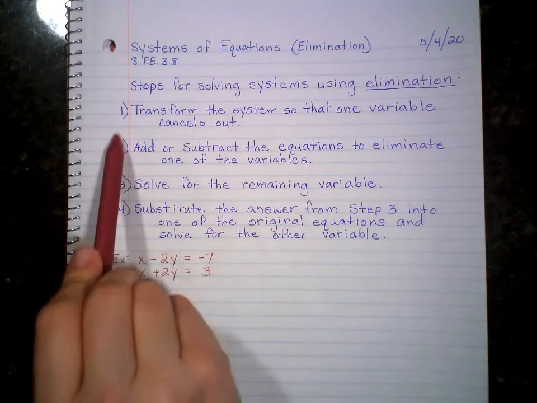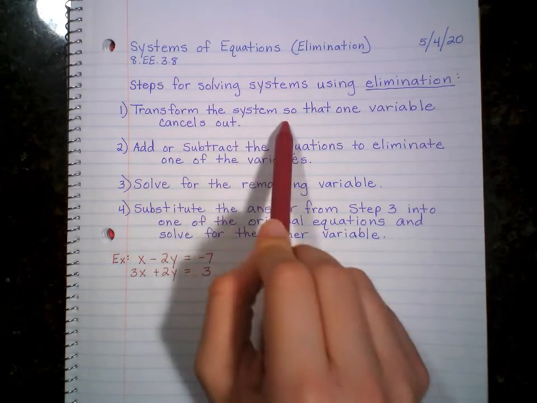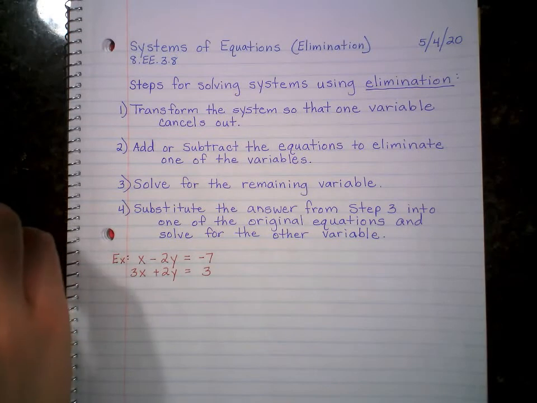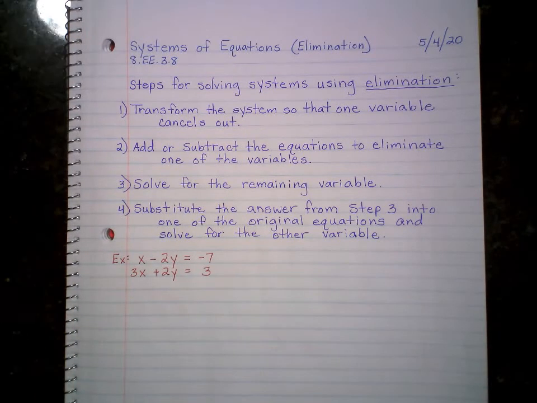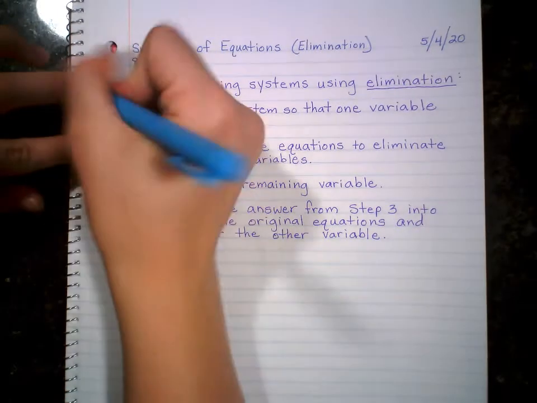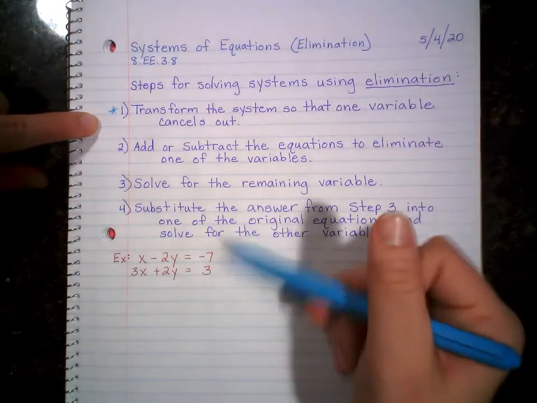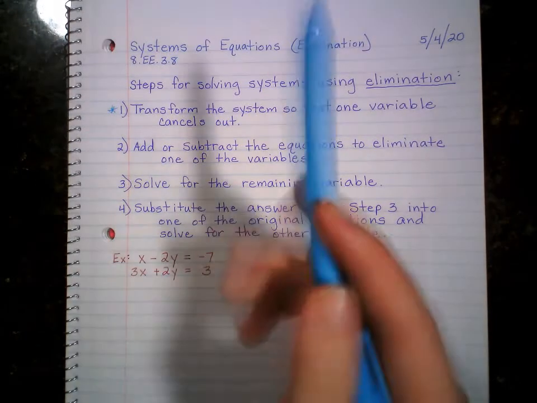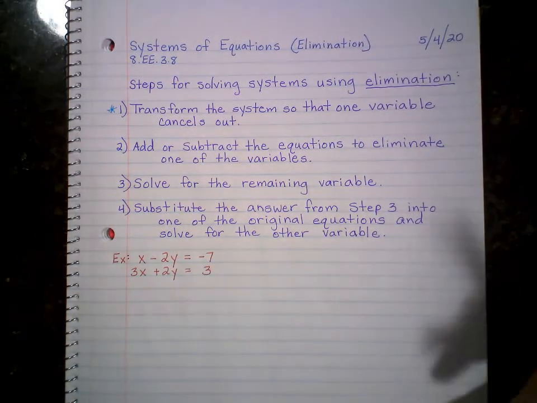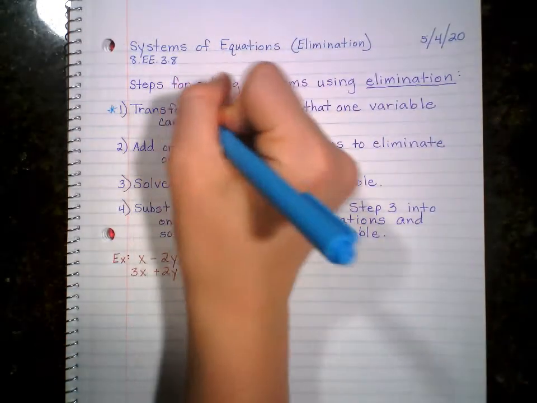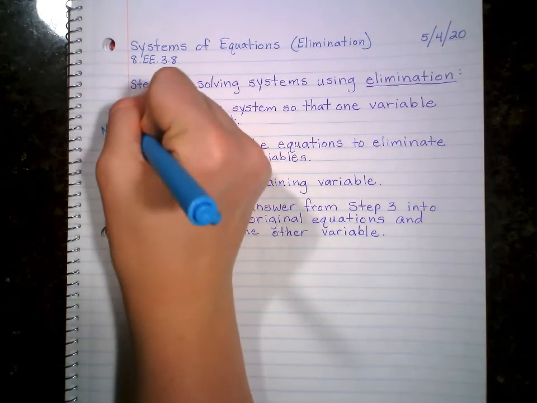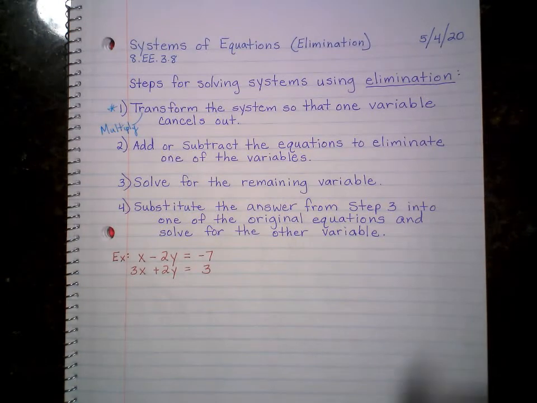Step 1, transform the system so that one variable cancels out. Sometimes you're not going to have to do this step. Sometimes it's already done for you, or it's just not necessary. So the first 2 or 3 problems we do, you're not going to have to do this. Sometimes you do this, sometimes you don't. It depends on what the equations are. What it means is change one or both of the equations so that we can cancel out one of the variables. How do we transform it? We transform it through multiplication. I'm just going to write multiply as a reminder, which you'll see.